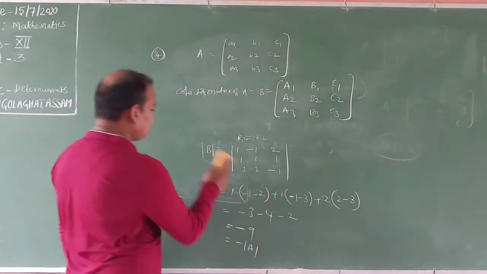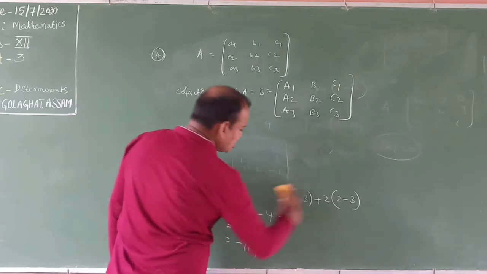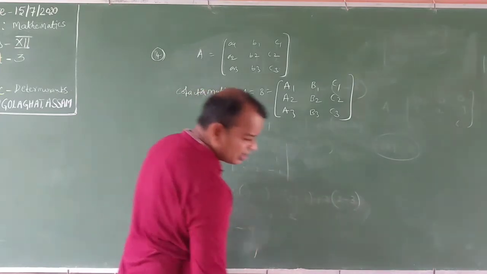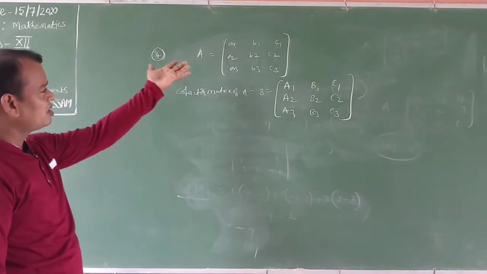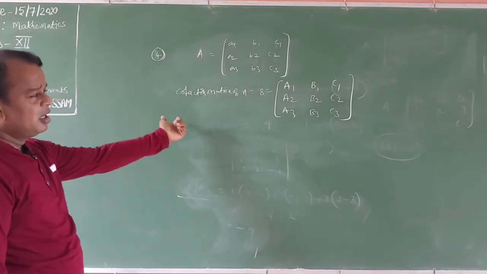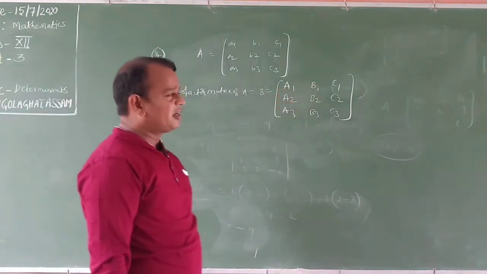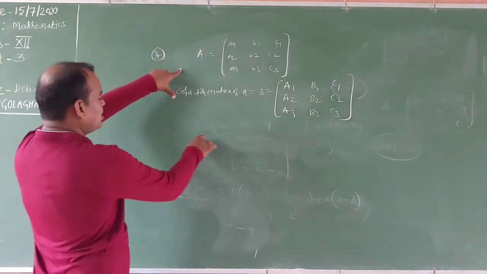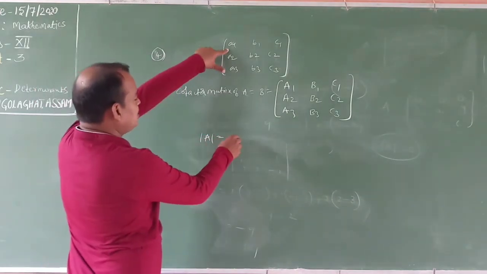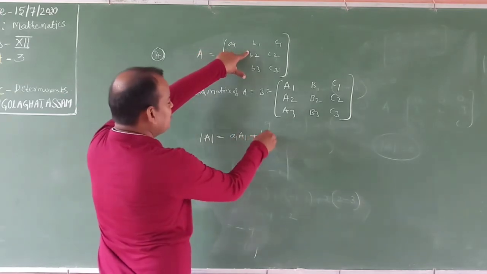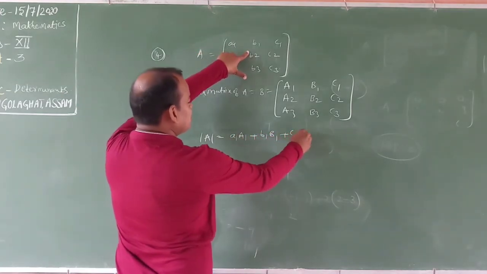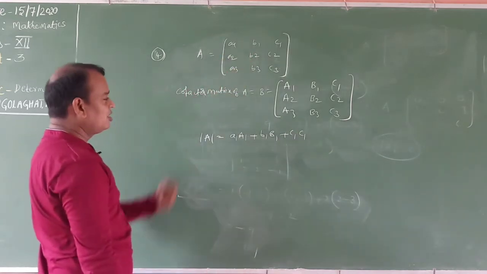Now yesterday I told you what the determinant of the matrix is. The determinant of the matrix is the sum of the products of the elements of a row or column with the corresponding cofactors. So the determinant of A is A1 times cofactor A1 plus B1 times cofactor B1 plus C1 times cofactor C1. This is the determinant of A.